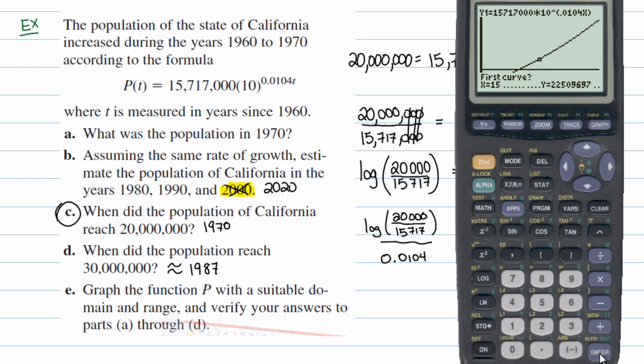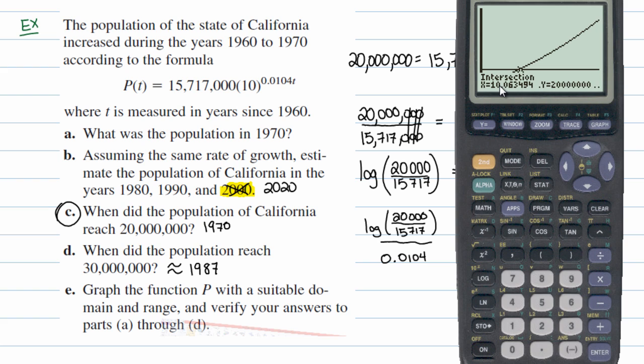It says, is this your second curve? Yep, it sure is. Then it says, take a guess as to where they cross. Well, you don't have to get too close. That's good enough. And then let it go. It intersects at x equals 10, which is 10 years after 1960, which would be 1970.